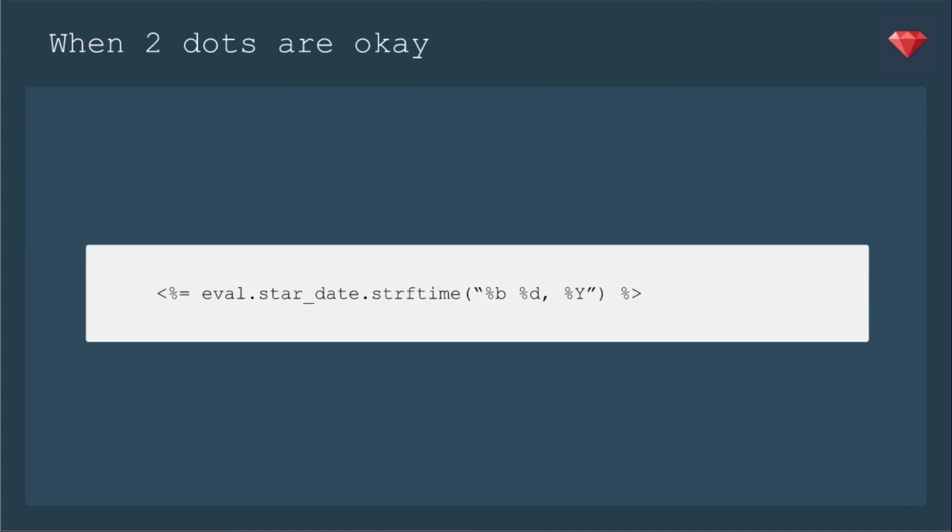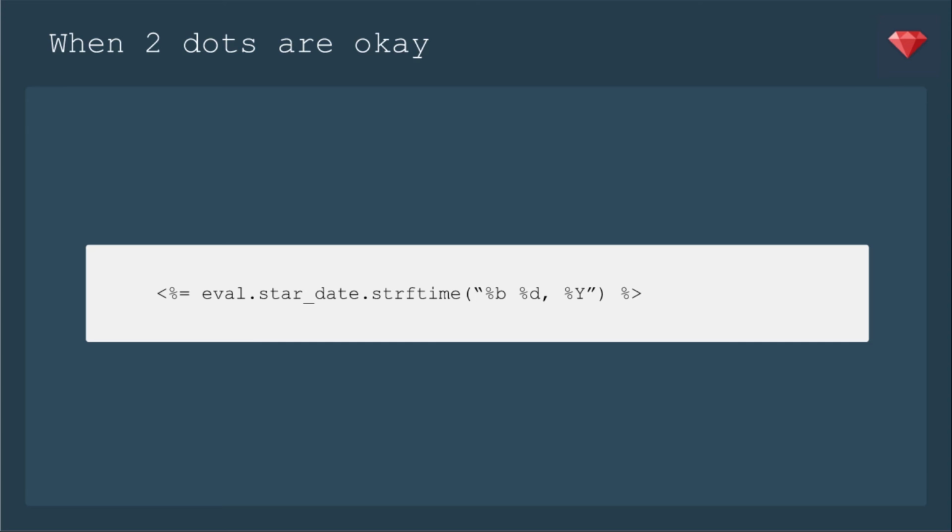Now here's an example when two dots are okay. For example, if we wanted to make the star date look a little differently on the view, we can call strftime directly on the star date, because strftime is still a friend of star date because star date is a date object. That's its type. And so they're still friends. We're not calling yet another object, all right?